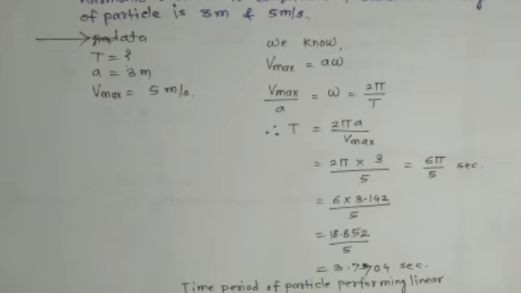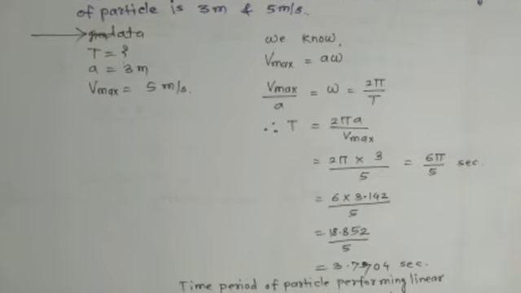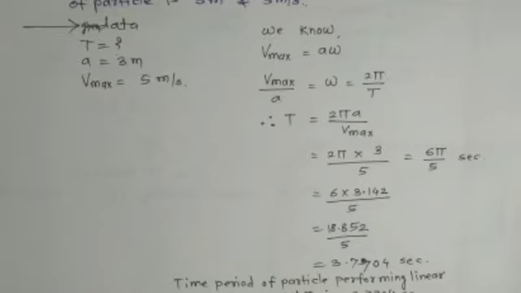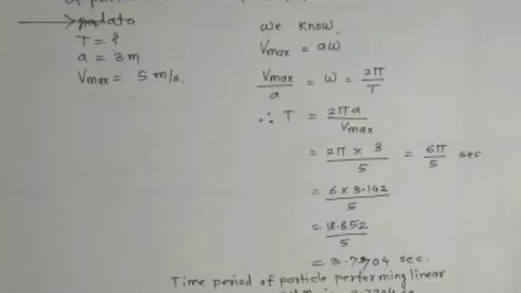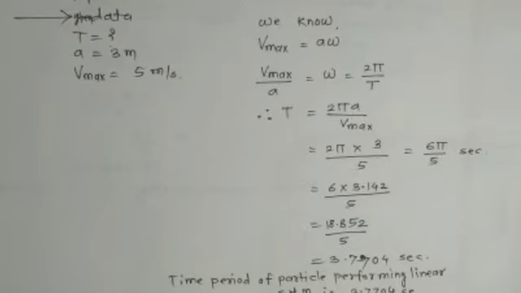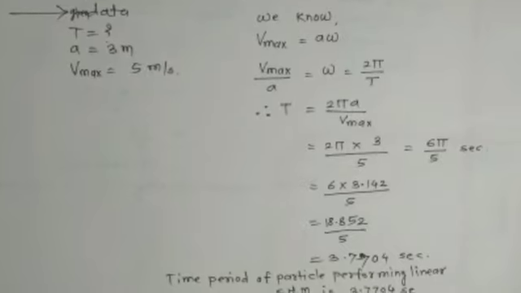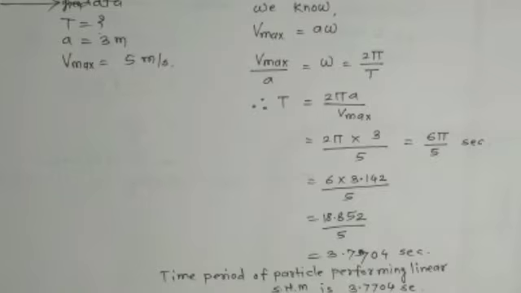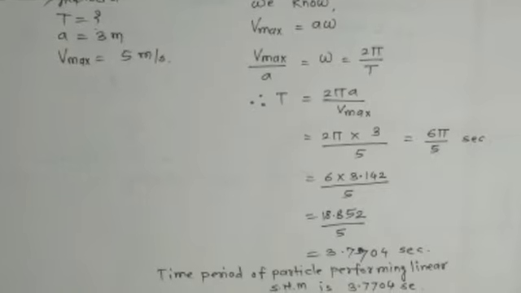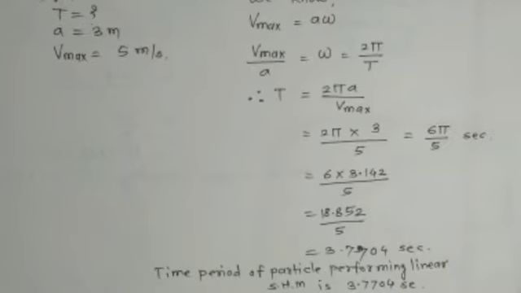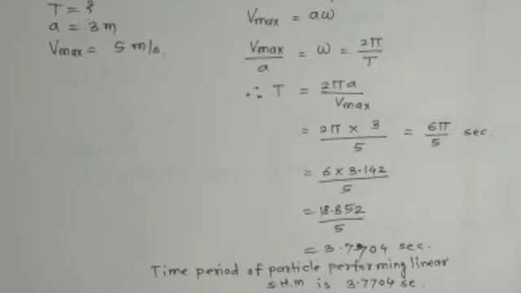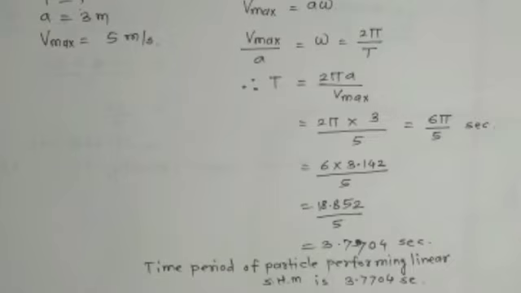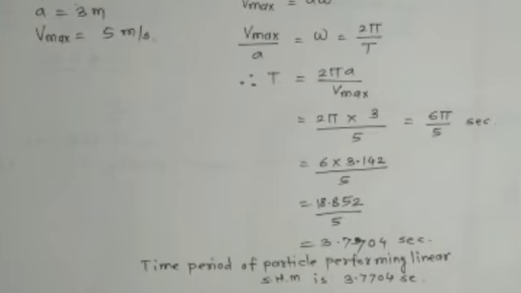We know the formula V maximum equals A omega, and therefore omega equals V maximum upon A, which is 2 pi upon capital T. Therefore capital T equals 2 pi A upon V maximum. If we substitute the values, time period is 6 pi upon 5 second. If we substitute pi as 3.142, the answer is 3.7704 second. So the time period of a particle performing linear simple harmonic motion is 3.7704 second.